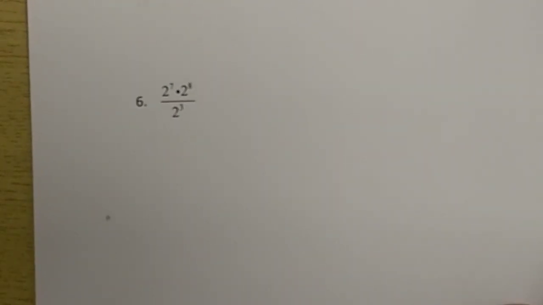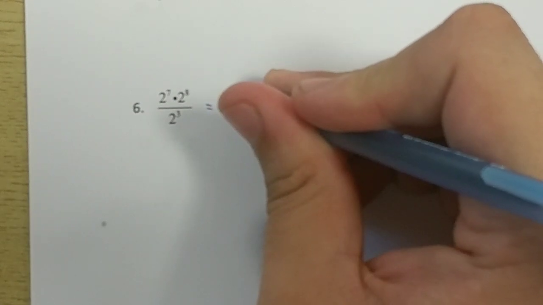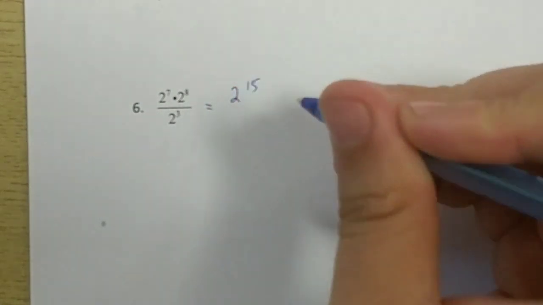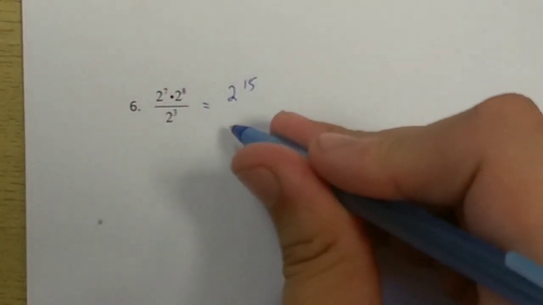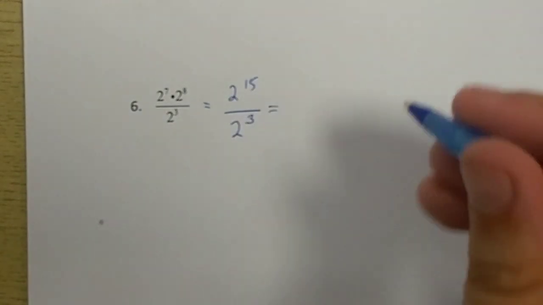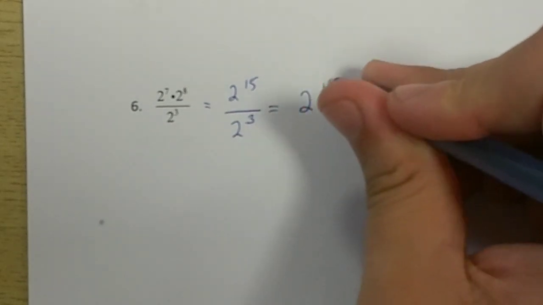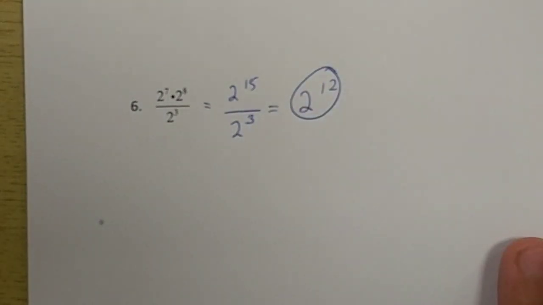Over here we have a mixed operation, so we have to multiply first and then divide. So 2 to the seventh times 2 to the eighth equals 2 to the 15th, because 8 plus 7 is 15. Divided by 2 to the third. 15 minus 3 is 2 to the 12. Next page.